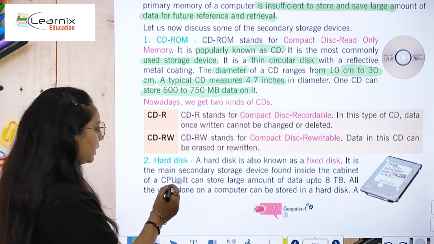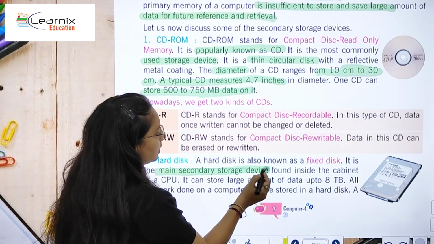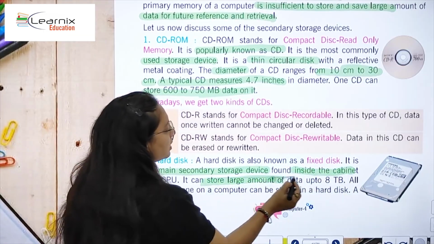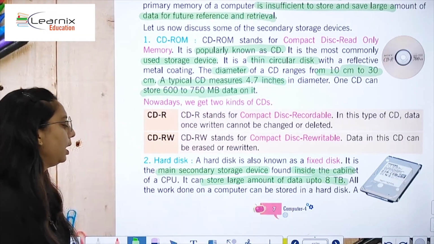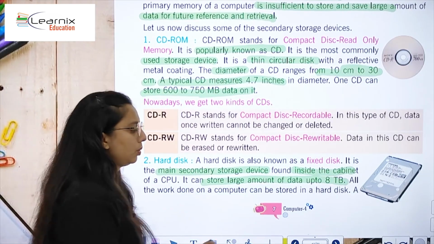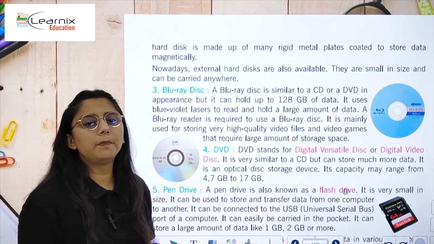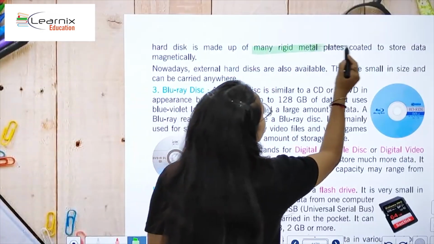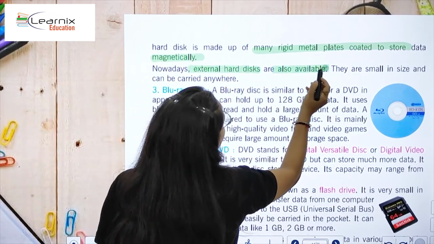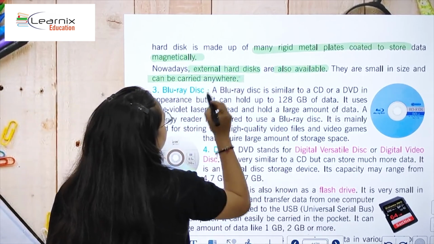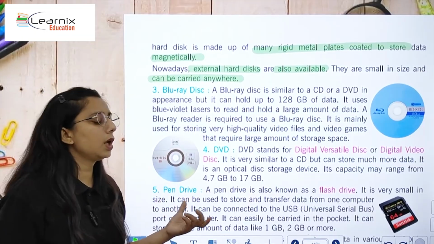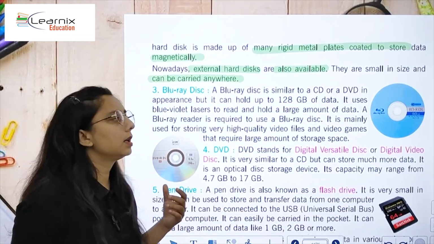Then we have the hard disk. It is also known as a fixed disk. It is the main secondary storage device found inside the cabinet of the CPU. It can store a large amount of data, up to 8 TB, and all the work done on the computer is stored in it. A hard disk is made up of many rigid metal plates coated to store data magnetically. External hard disks are available. They are small in size and can be carried anywhere.